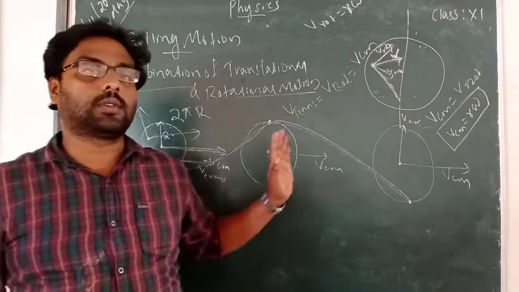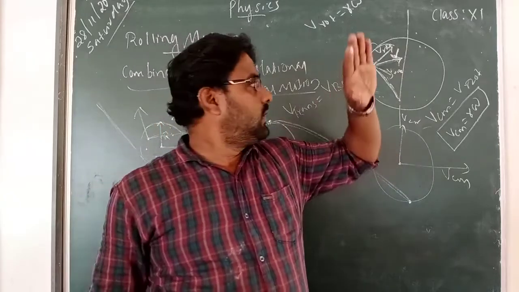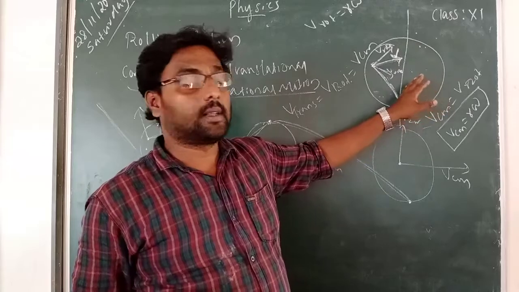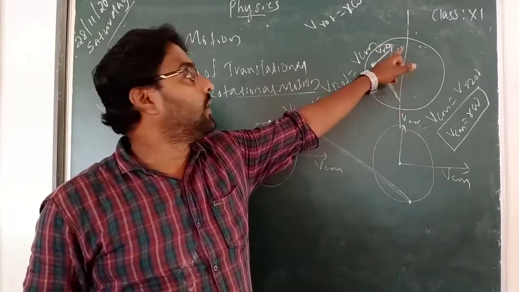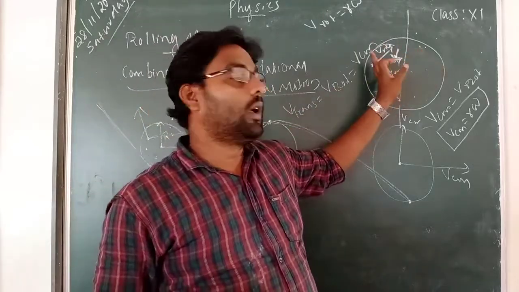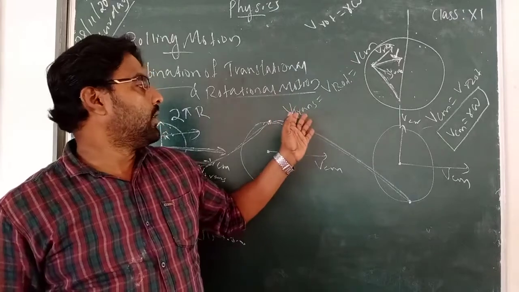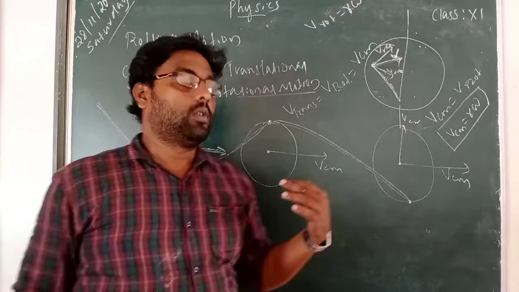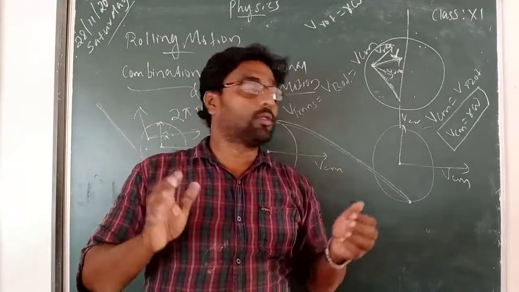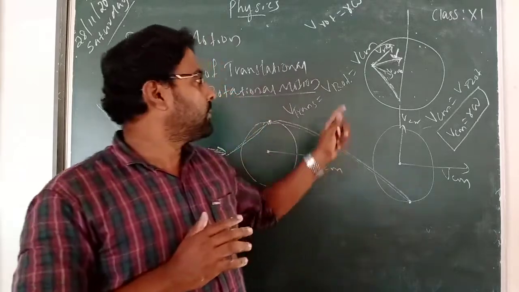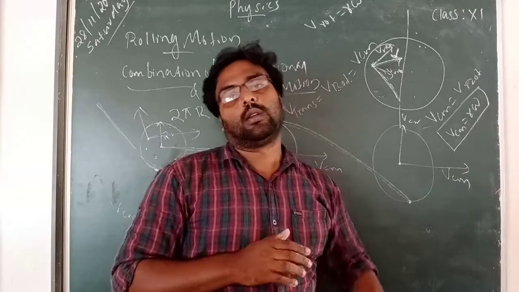Then this diagram shows how the point of contact moves. The point of contact moves in two directions, V translational and V rotational, and the center of mass in one direction, and the resultant of these two is V. We can say this resultant V is always perpendicular to the line from the center of mass to the point of contact. So from that we can conclude that V translational is equal to V rotational. Why? Because the magnitude is always the same. V rotational is R omega, V translational is VCM. So always VCM is equal to R omega.